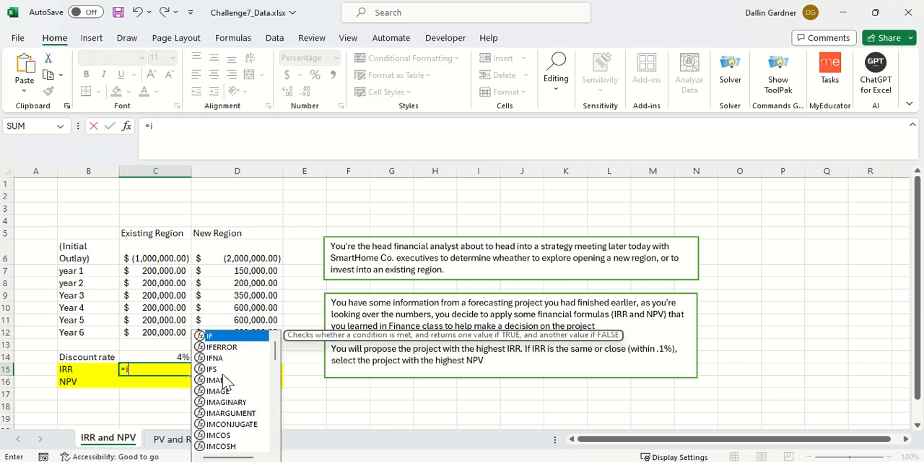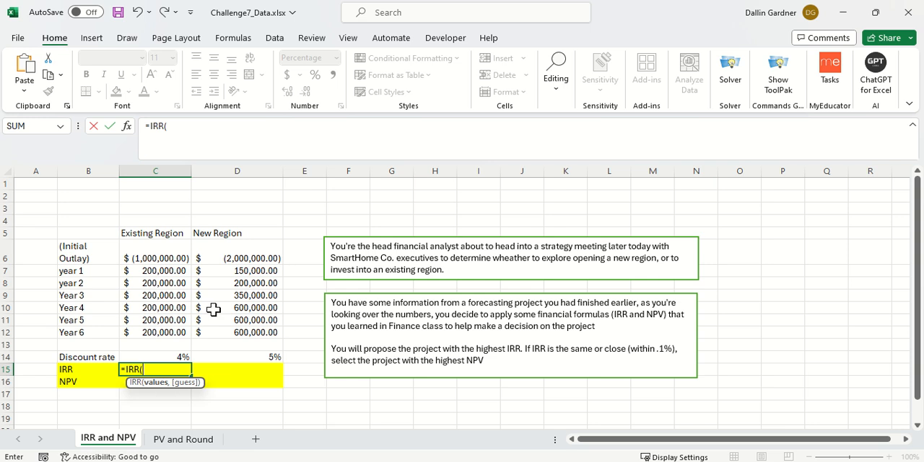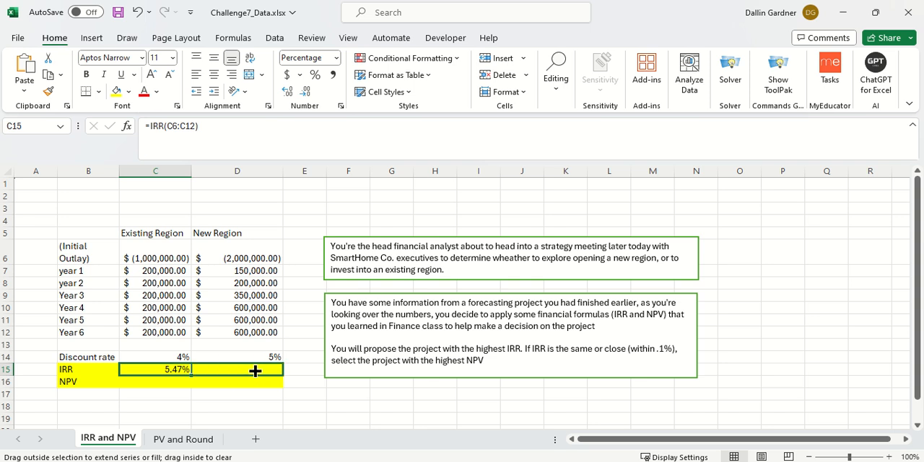And so the first one that's a popular function is the internal rate of return, or the equals IRR. And all we need to do here is select all the values, and that's going to be our internal rate of return. Copy that over, and then we see this is really close to each other, and it says if we're within 0.01% there, that we're going to go ahead and move on to the net present value function.